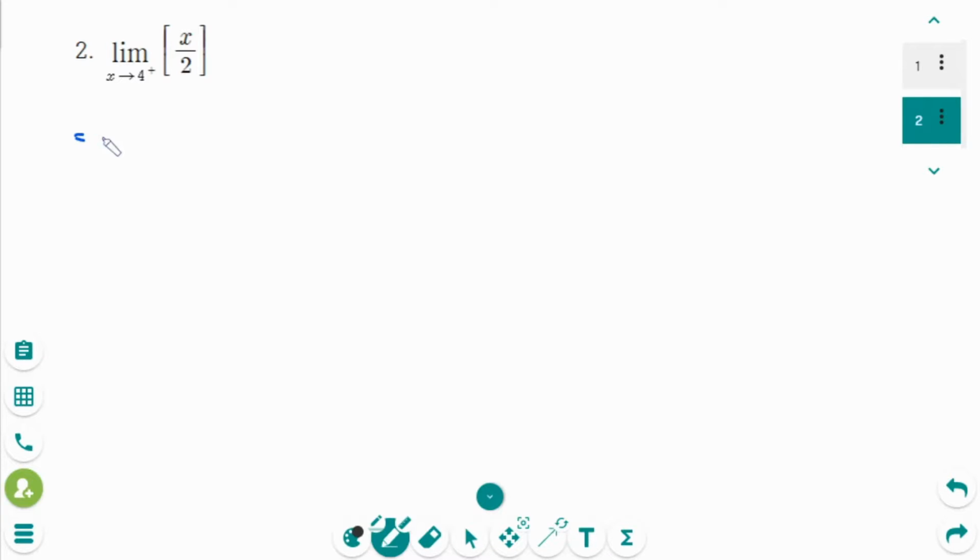This is the next one. As x approaches 4 from the right side, that means x equals 4.0000001 over 2. In fact, this number is 2.0000001. So it's positive. So just take the integer part, 2.